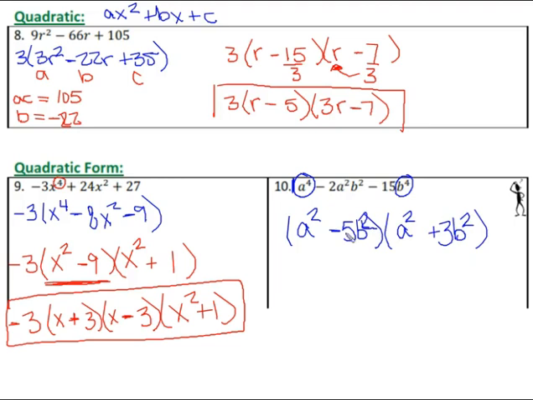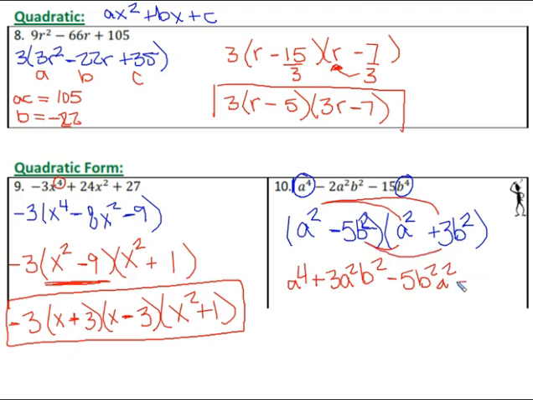Now again, if you're not quite sure, you can always distribute to check your work. If we were to take a squared times a squared, that would give us a to the fourth. A squared times 3b squared would be 3a squared b squared. Negative 5b squared times a squared is negative 5b squared a squared. And then negative 5b squared times 3b squared is a negative 15b to the fourth.